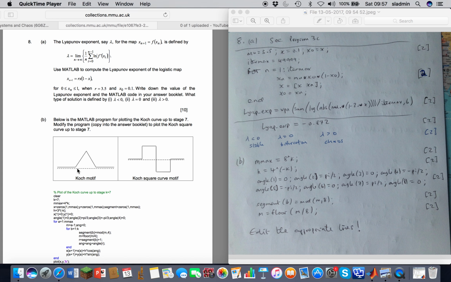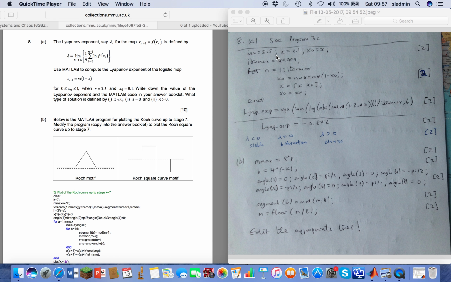For 8b, we're given the MATLAB program for this Koch fractal, and we want to modify this program to give the MATLAB program for this fractal. So for part A, we want to write a MATLAB program which is given in the notes.